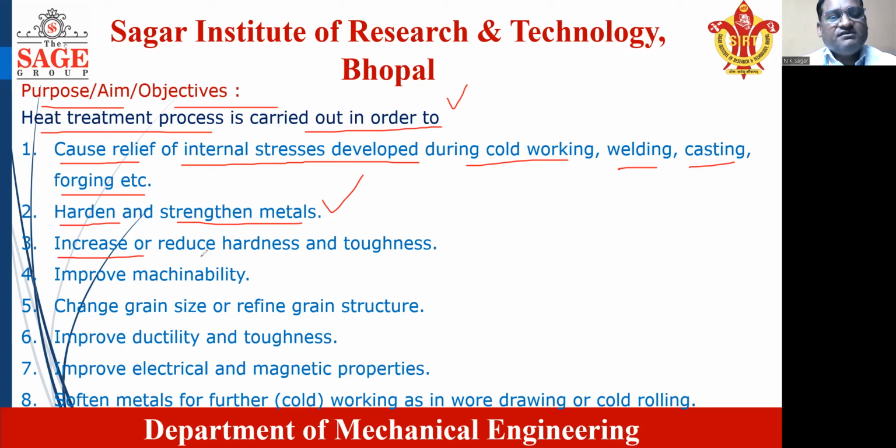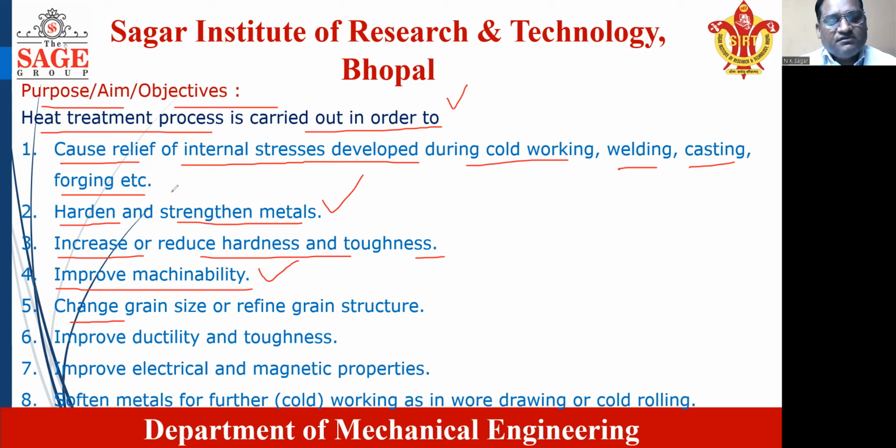Third is to increase or reduce hardness and toughness. Yes, sometimes we require to reduce the hardness and toughness. Heat treatment can be applied to achieve these properties. Next is to improve machinability of the material. With the help of the heat treatment process, the machinability of the material can also be improved.